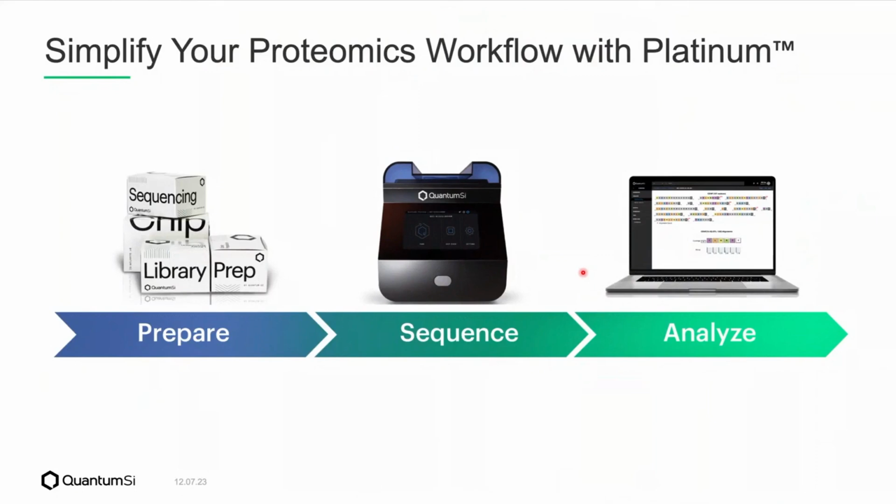Those ready to sequence protein libraries are placed onto a semiconductor chip, which is then loaded into the Platinum benchtop instrument where we generate high precision kinetic data. That kinetic data is then transferred to the cloud where the data is automatically analyzed without the need for any additional bioinformatics expertise, and it generates reports that are easy to read and interpret.